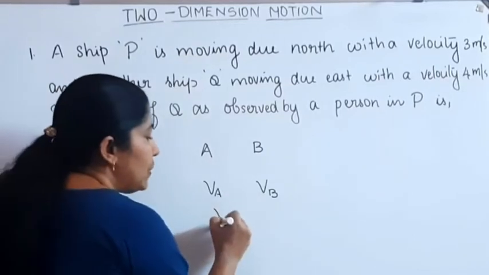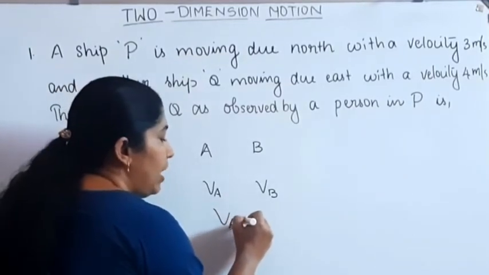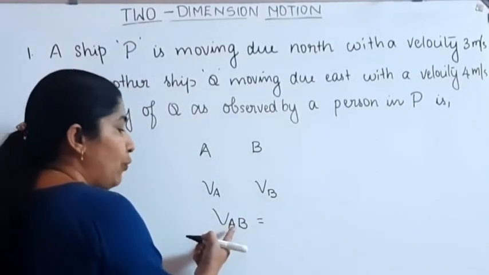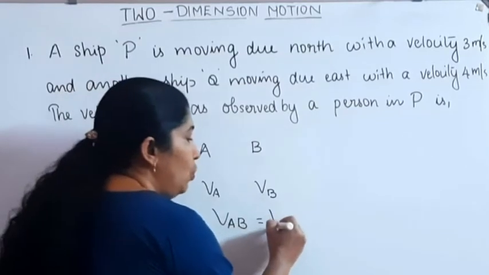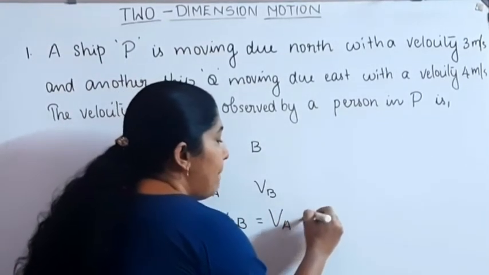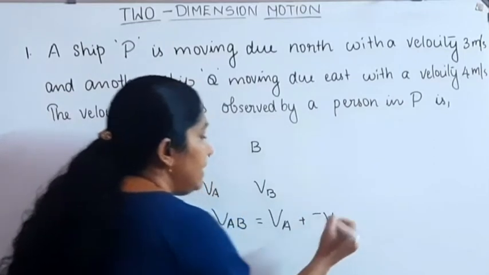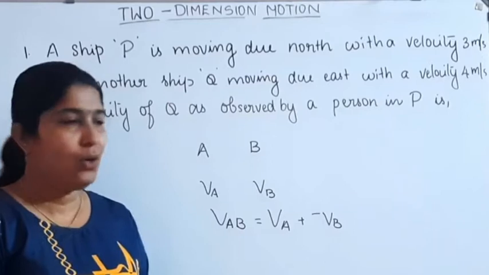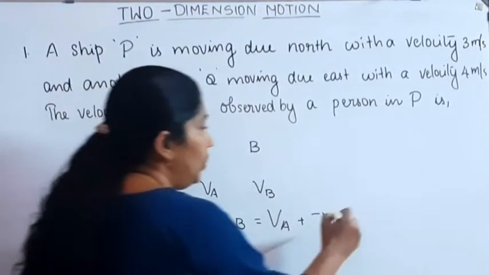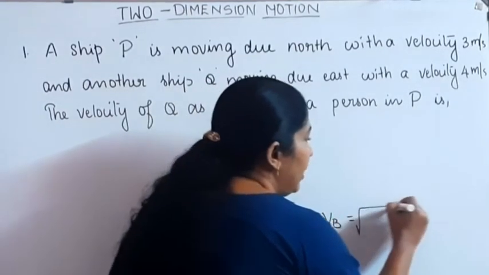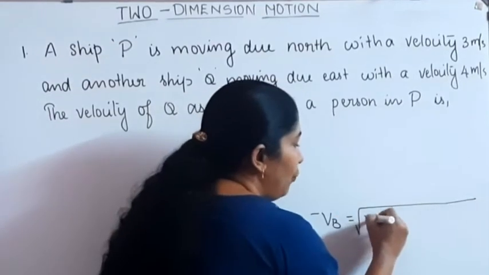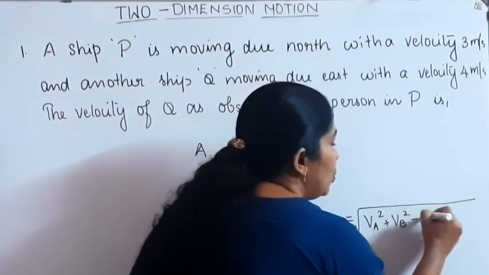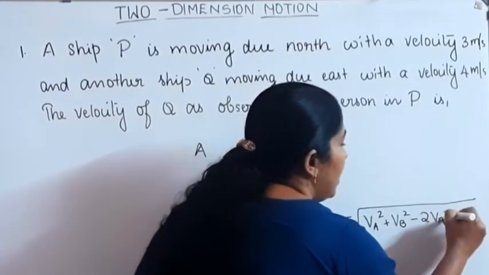Then relative velocity of A with respect to B, in two-dimensional motion, is equal to VA plus minus VB. This is the relative velocity of A with respect to B. And what about its magnitude? Its magnitude can be calculated by using this formula, root of VA square plus VB square minus 2 VA VB cos theta.